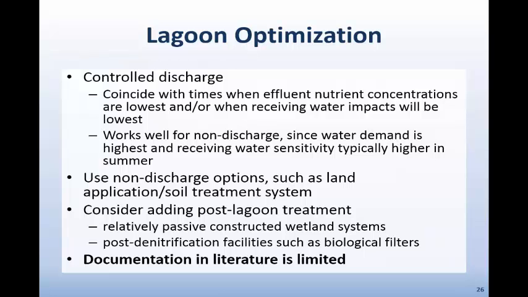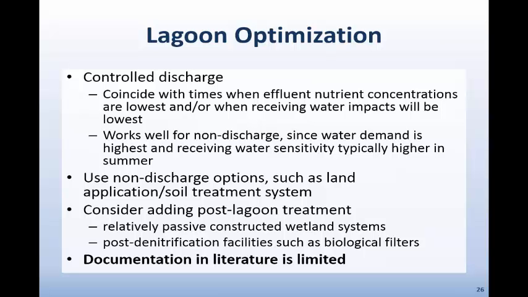It's basically just controlling the discharge from the lagoon to coincide with times when either the effluent concentrations of nutrients are lowest or when the receiving environment impacts are anticipated to be lowest. And just to clarify there, the effluent concentrations are generally going to be lowest in the summer, particularly late summer, when the reaction rates are highest and there's been time for volatilization and so forth. Although, especially if you're dealing with a discharging system, you know that receiving water impacts are often exacerbated during warmer weather. So those don't line up really well.